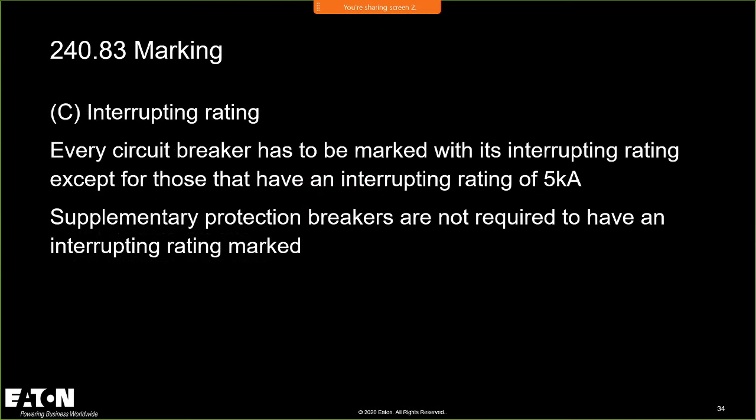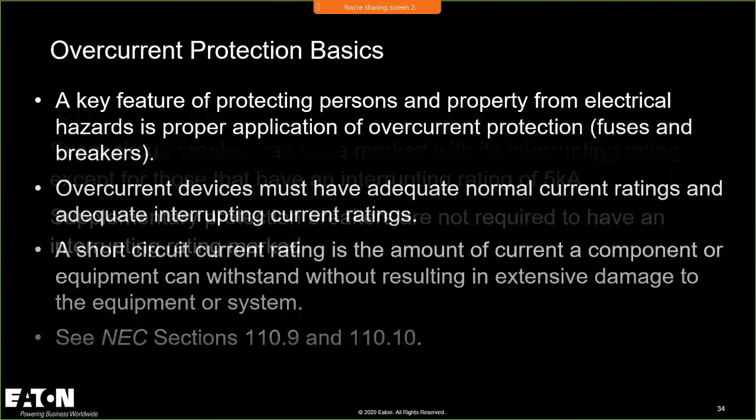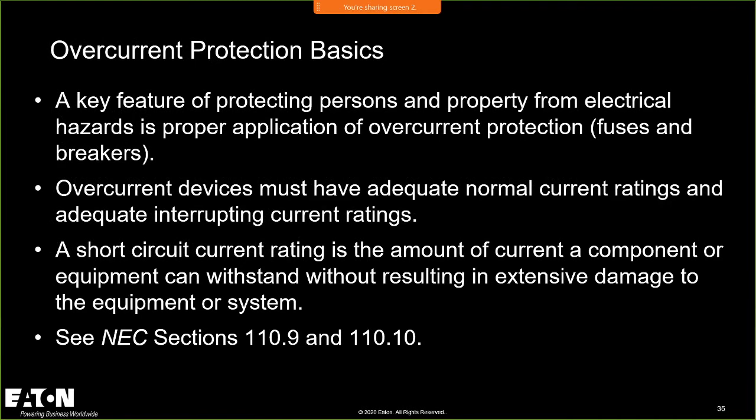So 240.83 tells us that every circuit breaker has to be marked with its interrupting rating, except for those that have an interrupting rating of 5,000 amps. So this is that question that we had on the quiz. If it's not marked, it's 5K. That's basically what you assume on an interrupting rating, that's your lowest that you could possibly go. Although we only make 10K. If it's not marked, it is a 5,000 amp interrupting rating.